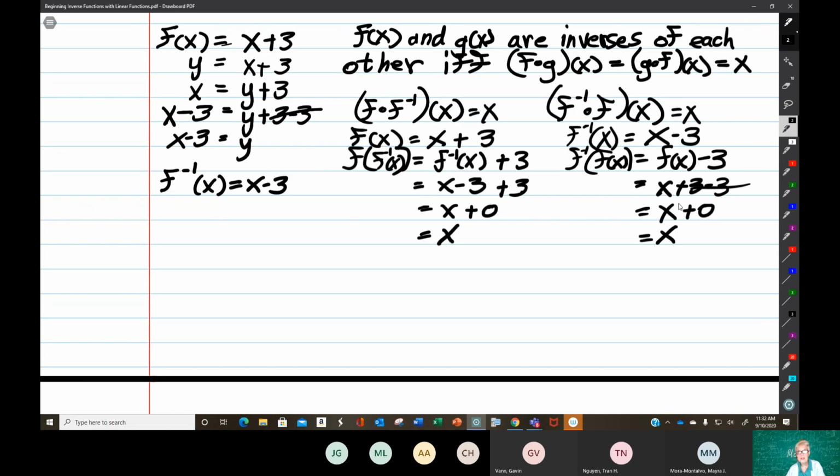So you have to get that result. And if you get that result, when you take two functions and you compose them both ways, and both ways you get x, that means they're actually inverses of each other.